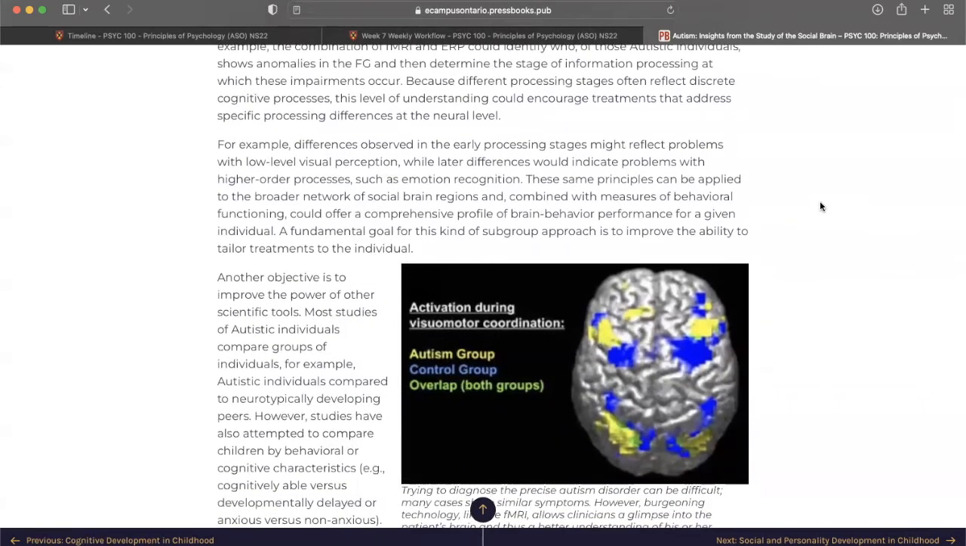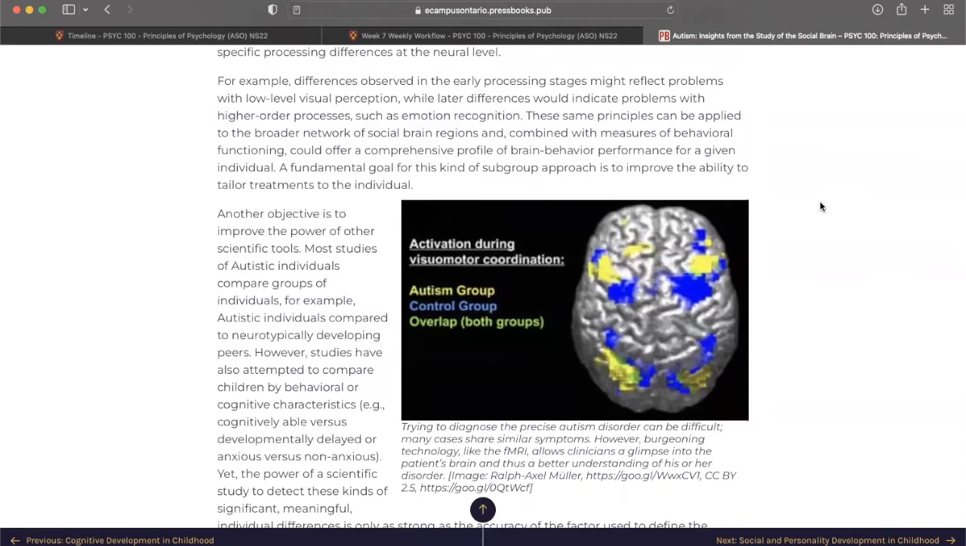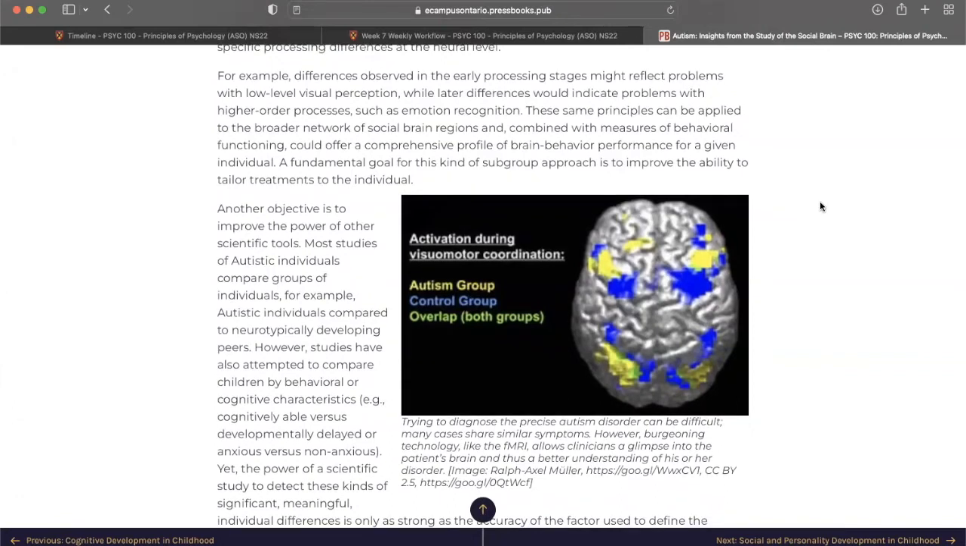For example, differences observed in the early processing stages might reflect problems with low-level visual perception, while later differences would indicate problems with higher-order processes, such as emotion recognition. These same principles can be applied to the broader network of social brain regions and, combined with measures of behavioral functioning, could offer a comprehensive profile of brain behavior performance for a given individual. A fundamental goal for this kind of subgroup approach is to improve the ability to tailor treatments to the individual. Another objective is to improve the power of other scientific tools.